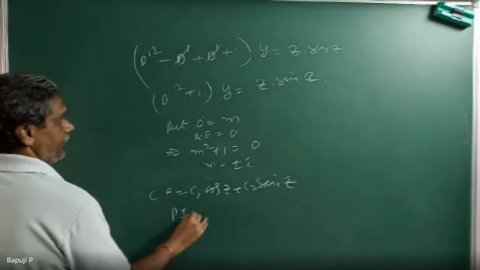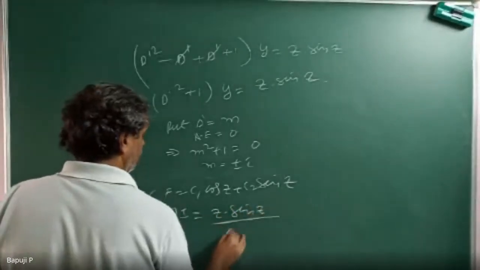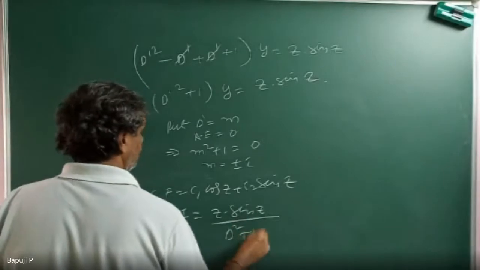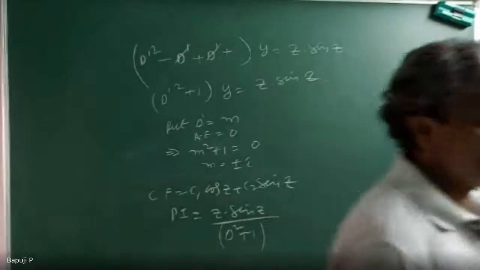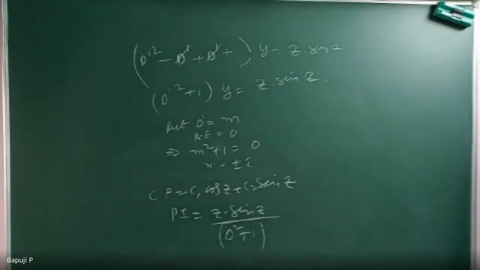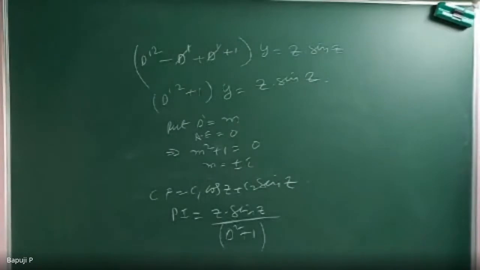Now come to the PI. z sin z by D square plus 1. Now already I told you, x sin x or x cos x type we do. Actually another type also there. You can write sin x as the imaginary part of e power iz and evaluate. Otherwise another type is there. Which method you want to follow, you can do. I will wait and tell you.